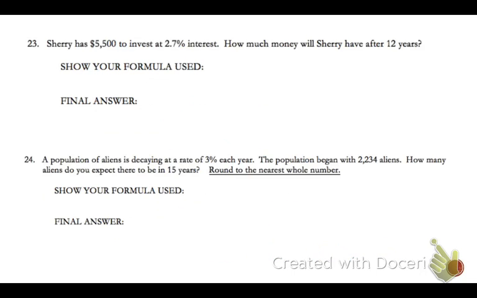Now let's look at some actual situations of growth and decay. So Sherry has $5,500 to invest at 2.7% interest. How much money will Sherry have after 12 years? So when you have money and you're investing it, that's a growth situation. So we'll have our initial amount of $5,500 times 1 plus the rate, but we're going to move that decimal place 2 to the left and then raise it to our amount of time.